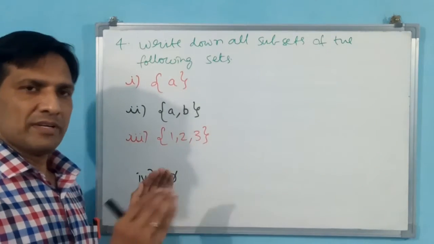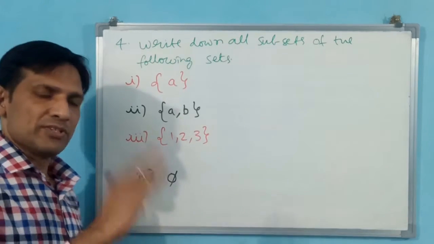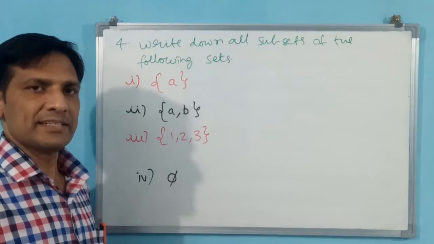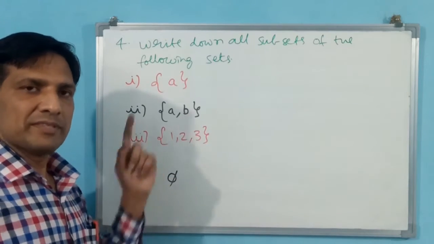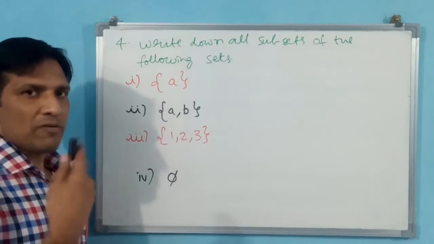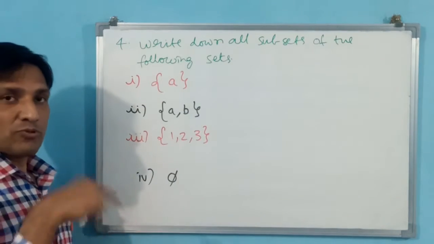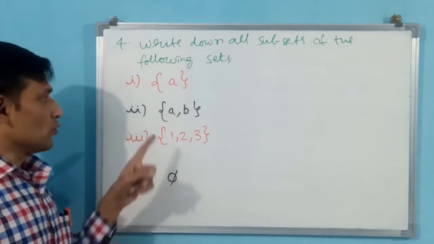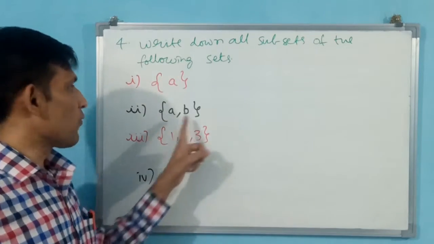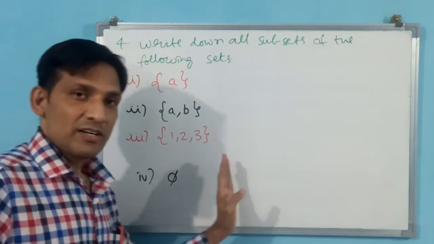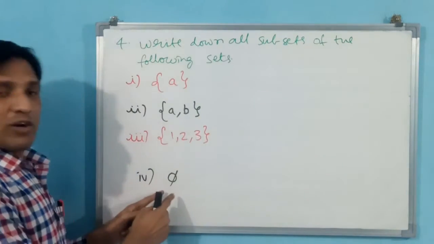We know every set has subsets, itself included. Empty set is a subset of every set. If more elements are there, subsets are going to become more, like a power set, 2 power n. One element means 2 power 1, so 2 subsets will come. 2 elements means 2 power 2, so 4 subsets will come. 3 elements means 2 power 3, so 8 subsets will come.